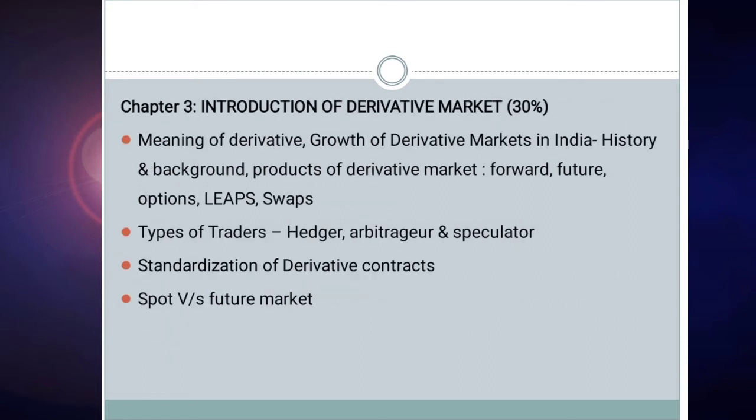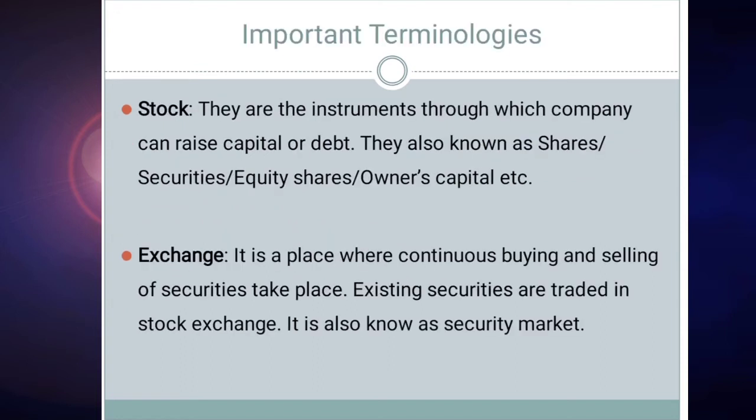Then comes chapter number 3, Introduction to Derivative Market. It is mainly concerned with derivative products, their meaning, the growth of the derivative market in India, and products of the derivative market: forwards, futures, options, leaps and swaps, the various types of traders in the market, and standardization of derivative contracts. So that is all about the course content of this semester.